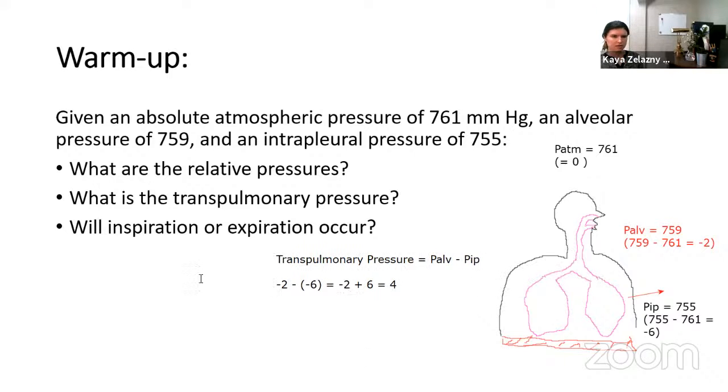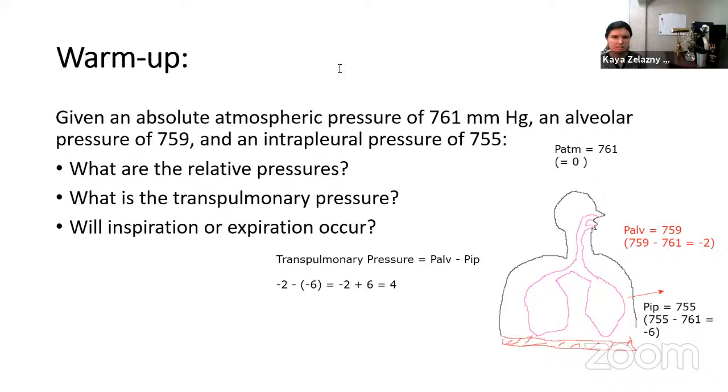Our final thing we want to know here is whether this is going to create inspiration or expiration in this situation. So there are a couple ways we can do that. One thing we know is that the transpulmonary pressure is usually at -4. So the fact that it's at -6, we can tell something's happening. So that might give us an inkling that something's happening with the chest wall, leading to movement in that chest wall.